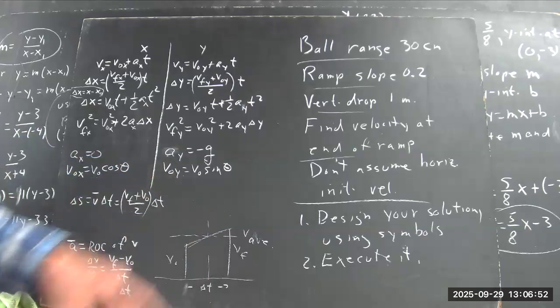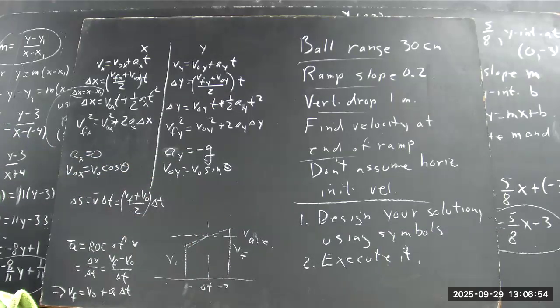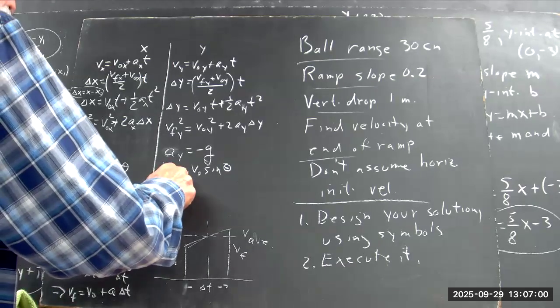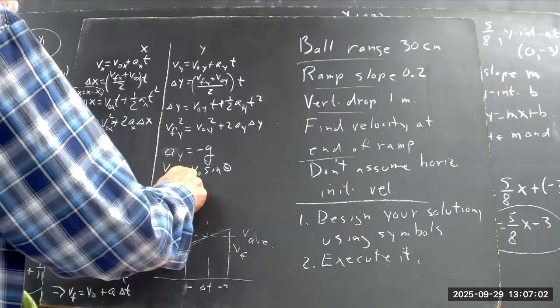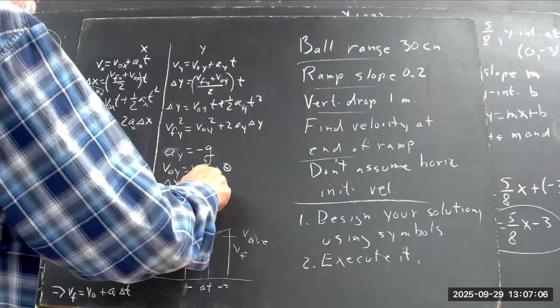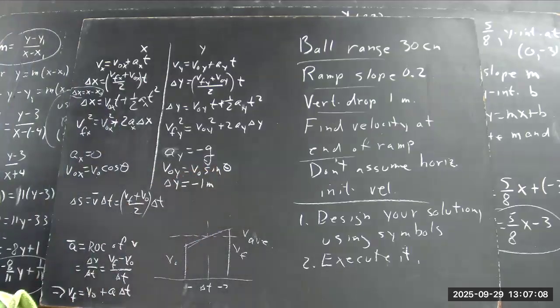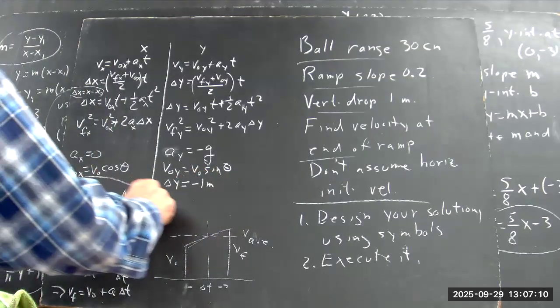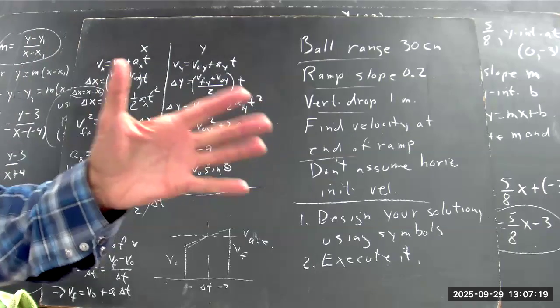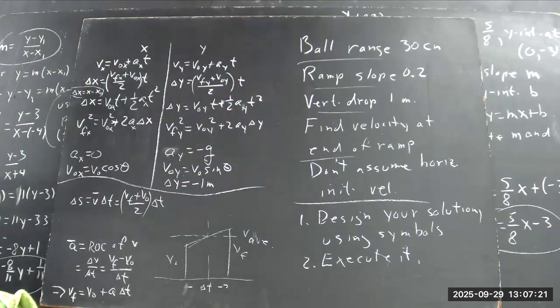Okay, so AX is 0, AY is negative G. What else do you know? And this is where the trouble comes in on this problem. What else do you know? Delta Y equals negative 1 meter. That's all you've got. But that's 5 things.